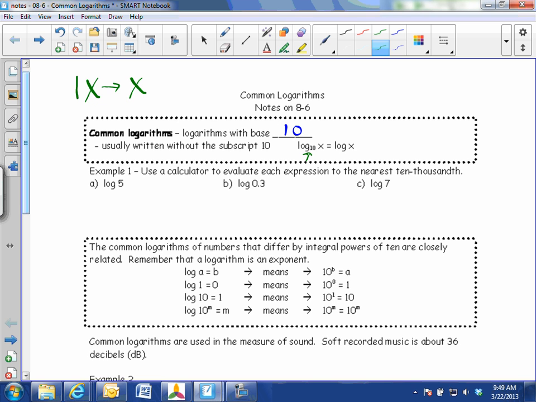All right, so example 1 says, use your calculator to evaluate each expression to the nearest 10,000. Okay, 10,000 means how many decimal places? 4 places. All right, so use the log button on your calculator to figure out what log of 5 is. Have you typed the number and then push log? No, you're typing a log.